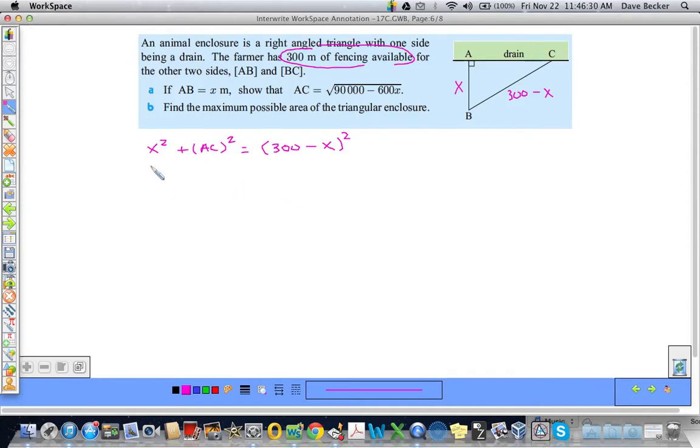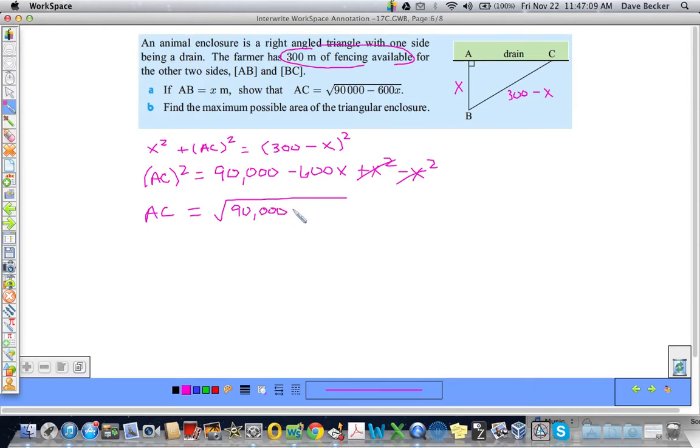And so then AC squared equals 300 minus x squared, so that's going to be 90,000 minus 600x plus x squared. Okay, and then all I did is I expanded this, and if I subtract x squared from both sides, it looks like that. So these go away. I take the square root, and AC is equal to the square root of 90,000 minus 600x.